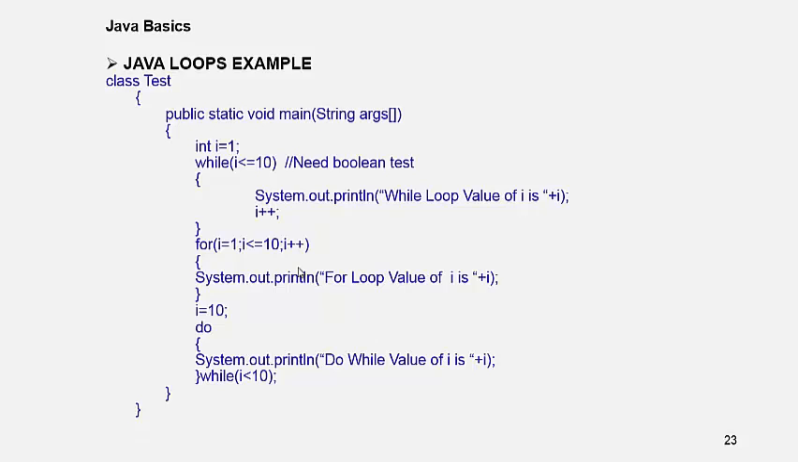This is the do while loop. A do while loop is executed at least once. The difference between while loop and do while loop is that it may be possible that a while loop does not execute at all, but a do while loop will be executed at least once.